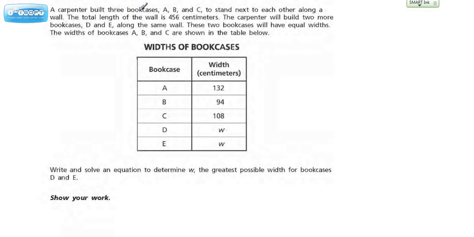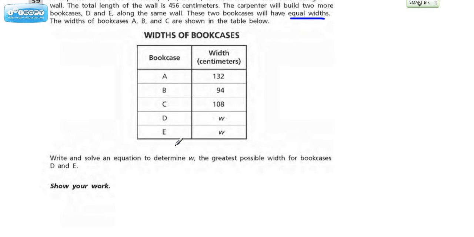A carpenter built 3 bookcases, A, B, and C, so those are represented right here, to stand next to each other along a wall. The total length of the wall is 456 centimeters. The carpenter will build 2 more bookcases, D and E, along the same wall. These 2 bookcases will have equal widths. The widths of bookcases A, B, and C are shown in the table below.